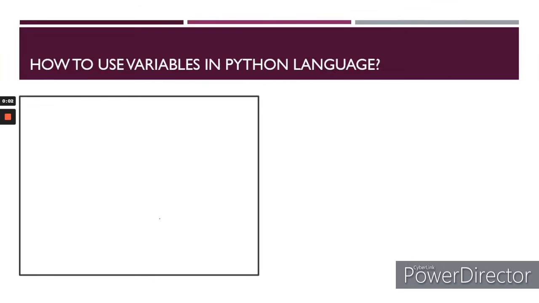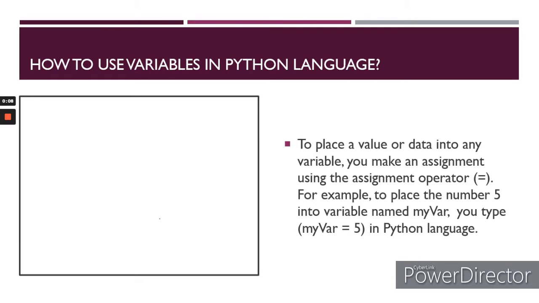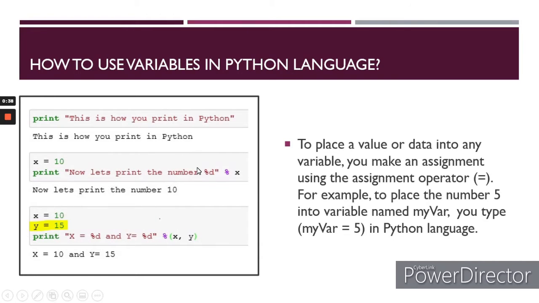Now we will learn how to use variables in Python. To place a value or data in any variable, you make an assignment using the assignment operator, the equal sign, as you see here. For example, to place the number 5 into a variable named myVar, you type myVar is equal to 5 in Python. So this is how you write it in Python. This is just some more examples. The highlighted part shows you the variables in Python.